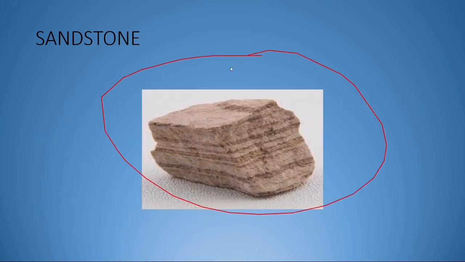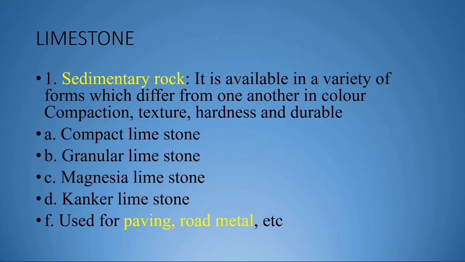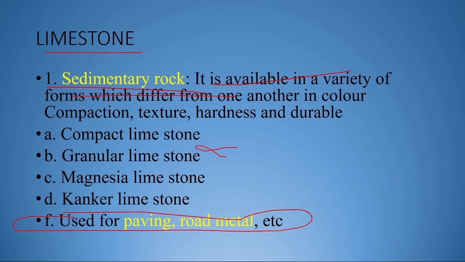Next we'll discuss sandstone. As you can see, sandstone is a sedimentary rock. See the layered formation. This is known as stratified rock. It is available in a variety of forms, colors, compaction, texture, and hardness. This you don't need to remember; it is not of any use. You just remember this: it is used for paving and road metal, as it is very hard.